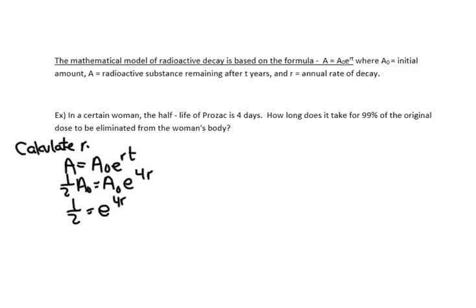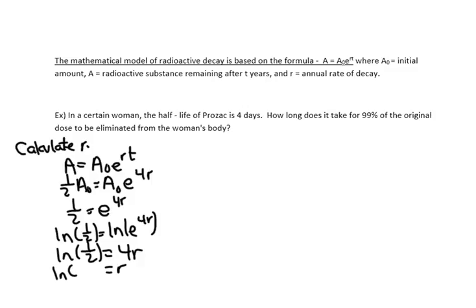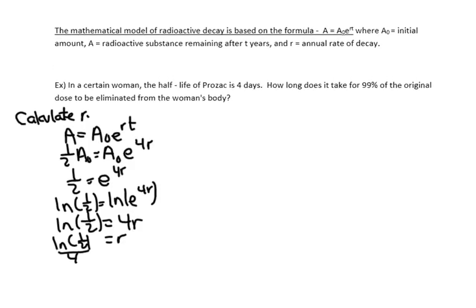Because it's e, I'm going to take the natural log of both sides. So on the right-hand side, that's going to be 4r. And I'm going to divide both sides by 4. Now what I will do in this particular case is round r to about 6 decimal places. So I'll put this, and that is going to equal.